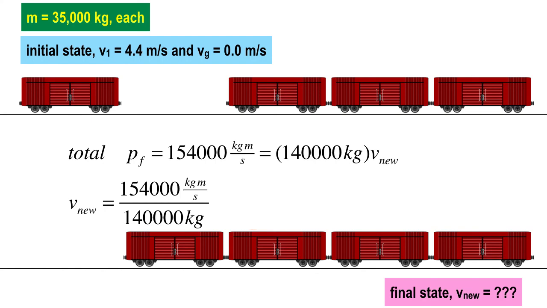154,000 kilogram meters per second. That's my momentum value, final momentum. And I divide by 140,000 kilograms. Now, kilograms cancel top and bottom, and so you're left with meters per second. Good, because that's what you want. You're trying to figure out a velocity. Now, anybody calculated that yet? 1.1 exactly. Anybody verify? 1.1? Okay, good, that's the correct answer. So there's your final velocity state.